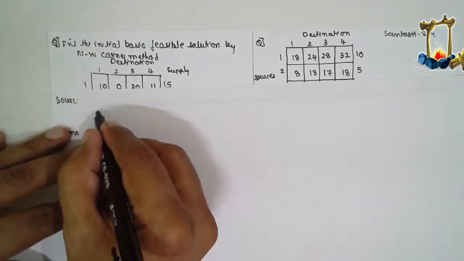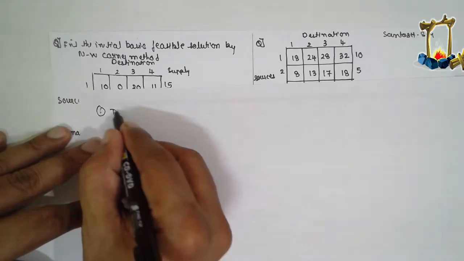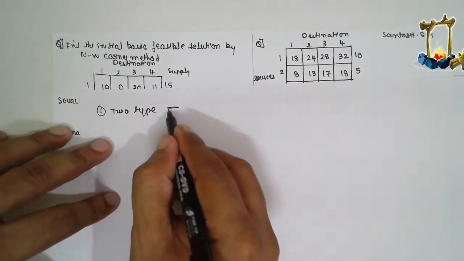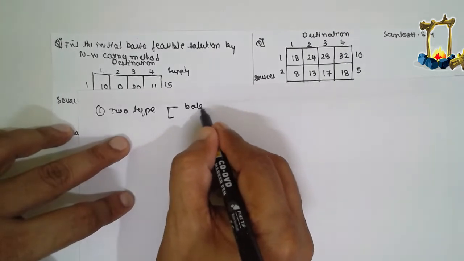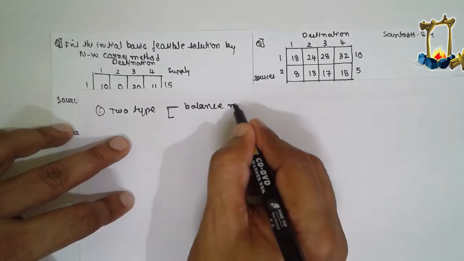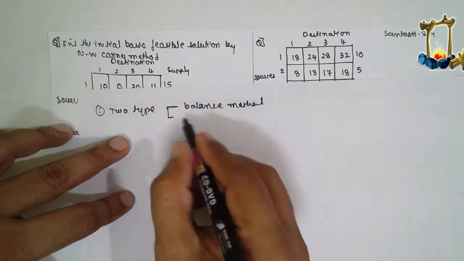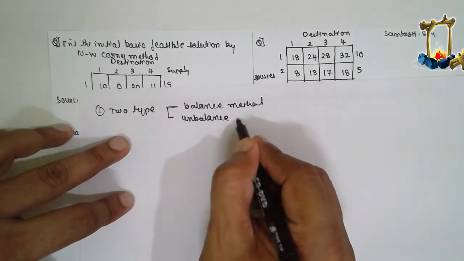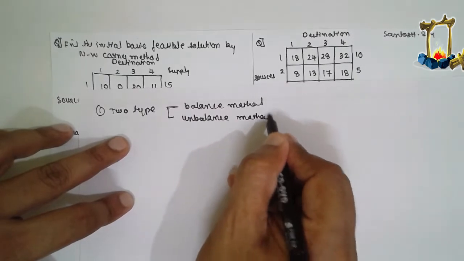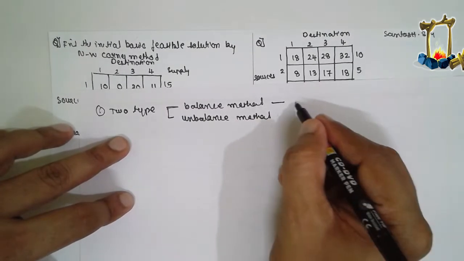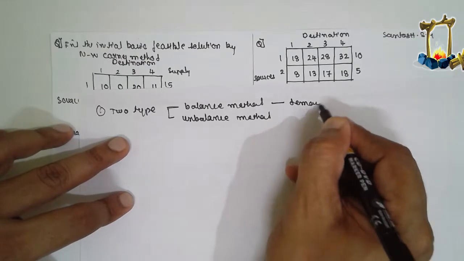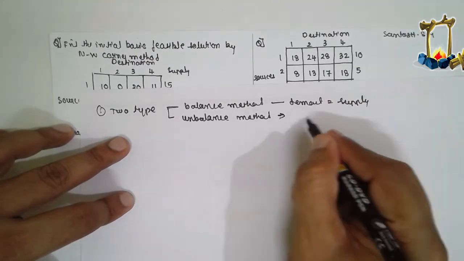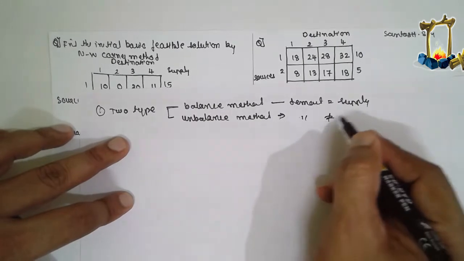There are two types here. First is the balanced method. One more is the unbalanced method. In the balanced method, demand is equal to supply. In the unbalanced method, demand is not equal to supply. Then what do we have to do?